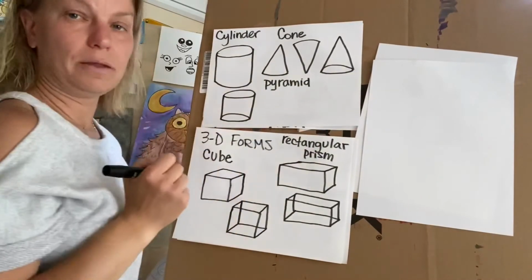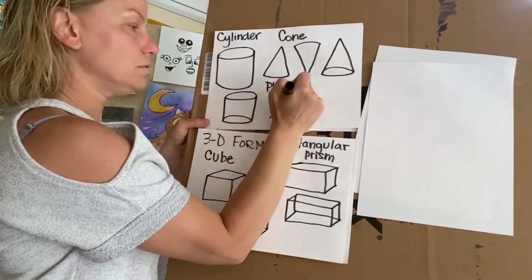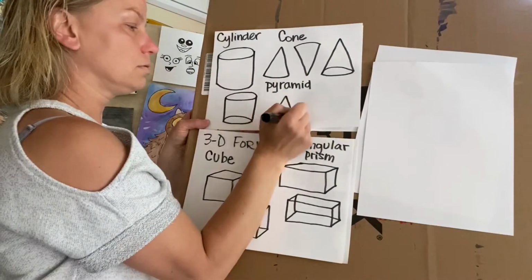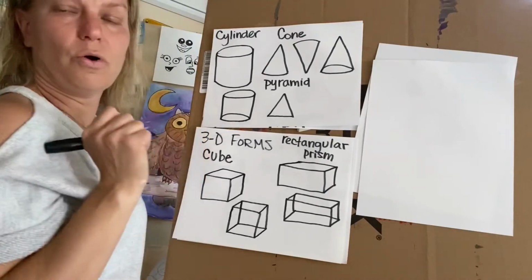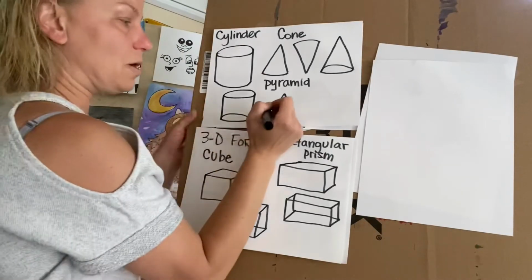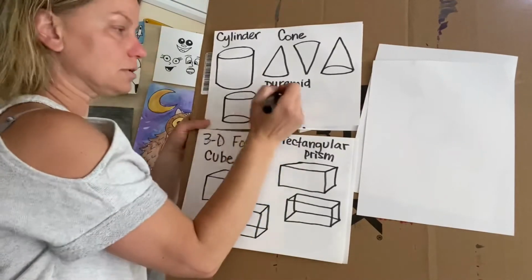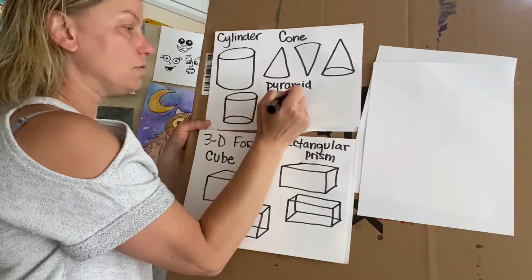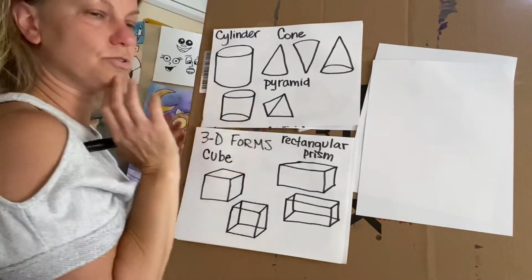P-Y-R-A-M-I-D. So pyramid is a triangle. That's the shape. So we start with a triangle. And the pyramids can have square based or triangle based, but this one is going to be a square base. So we come up and over like this, and up and over like this. And that's the opaque version, okay? I'm not gonna do the transparent version.